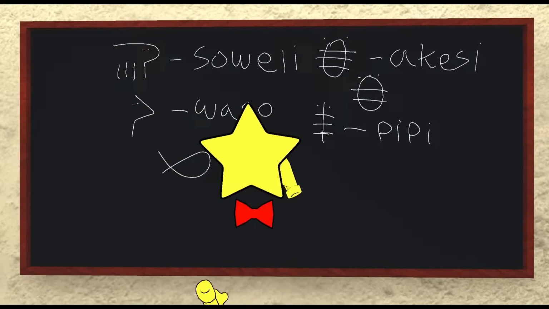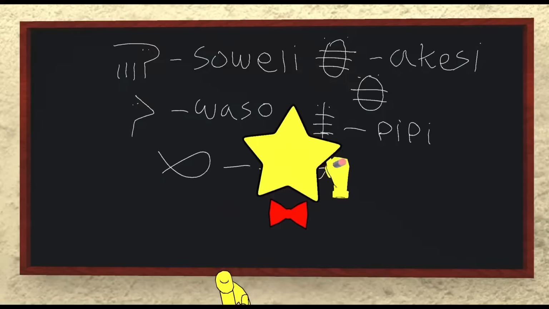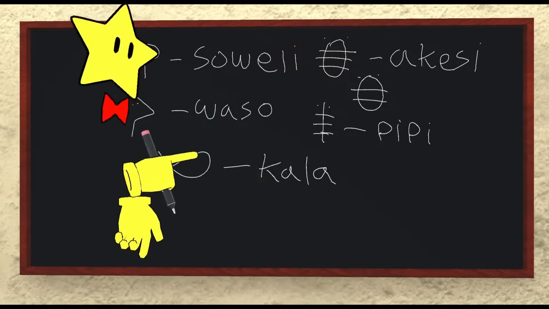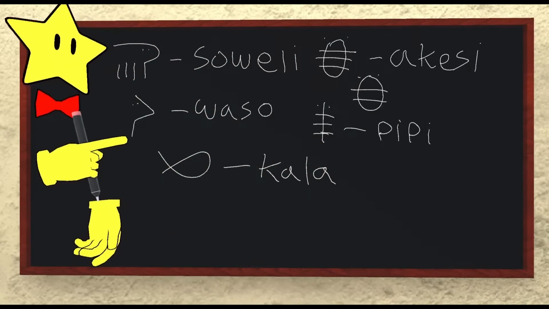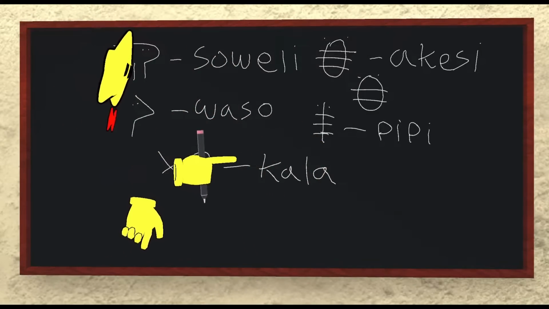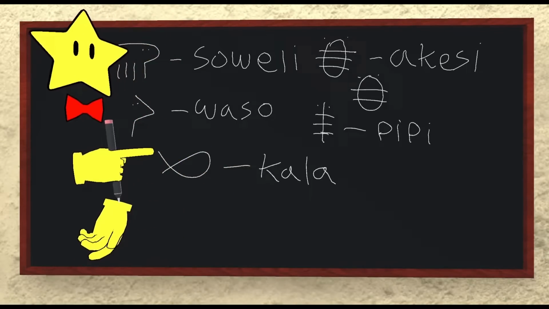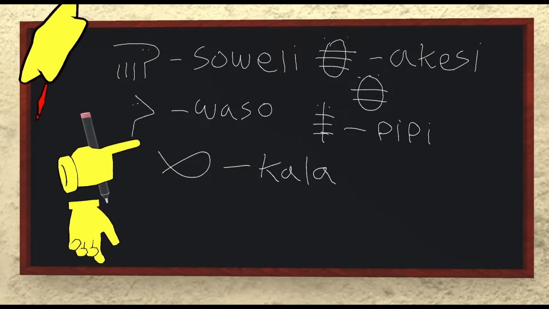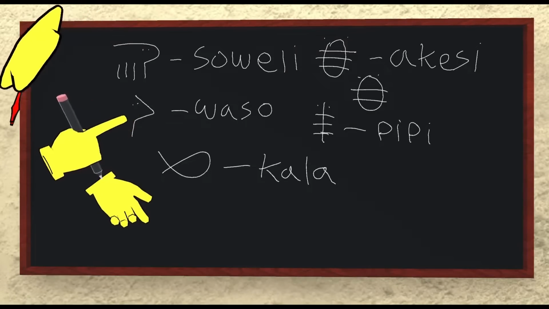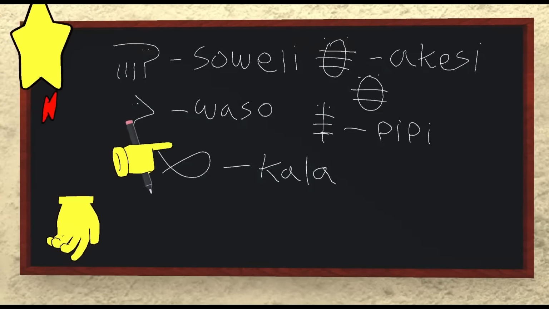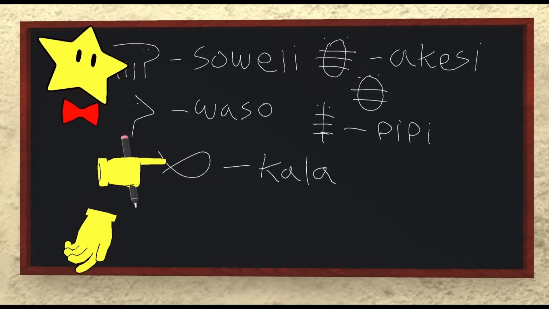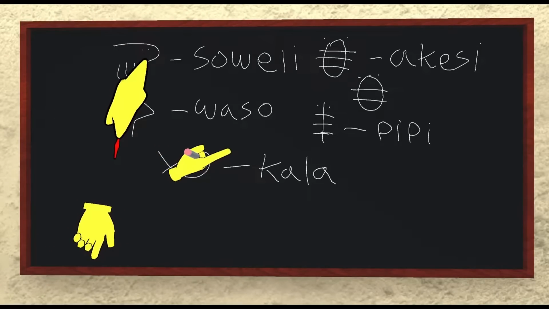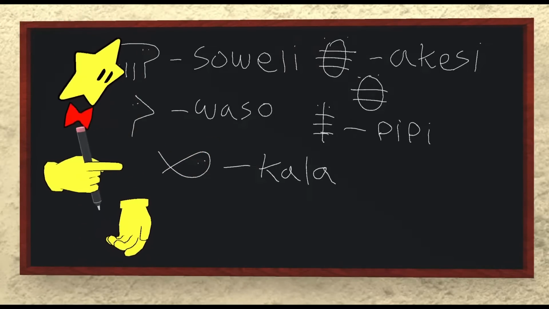All right, and then we have one more word, and that is kala. K-A-L-A. Kala has to do with aquatic animals of any kind. It could be fish, it could be dolphins, it could be whales. Things that generally live their entire lives in the water. Something to note is that, unlike the others, kala is generally not drawn with eyes, but it is totally okay to add them. There, look at our little friend.